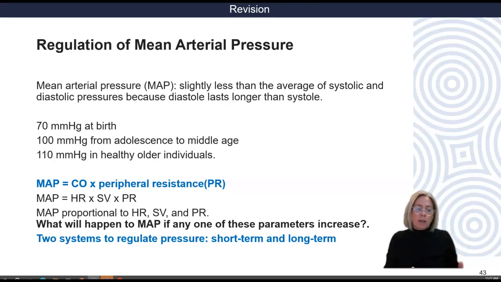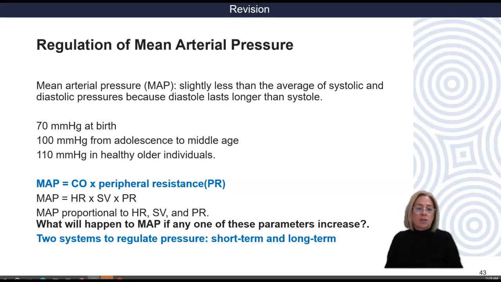So the mean arterial pressure, or blood pressure, is therefore heart rate times stroke volume times peripheral resistance. So mean arterial pressure is proportional to heart rate, stroke volume, and peripheral resistance. I'm not going to go through this with you now because I know that everybody knows this. What will happen to mean arterial pressure if any one of these three parameters increase? Now, if you're not sure, ask your subject coordinator in the tutorial.